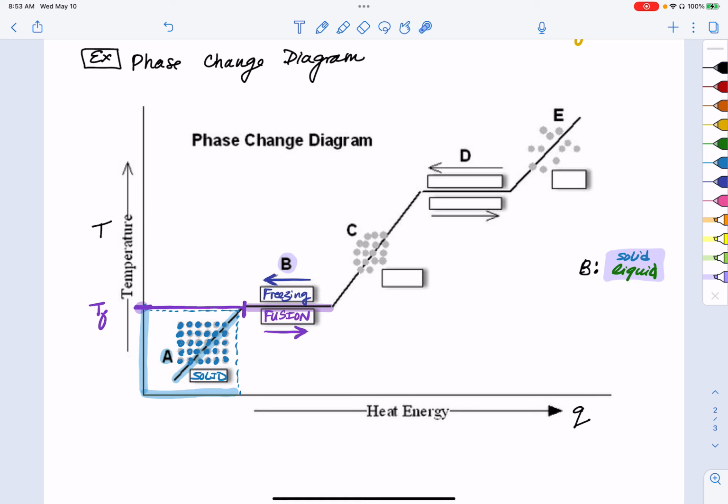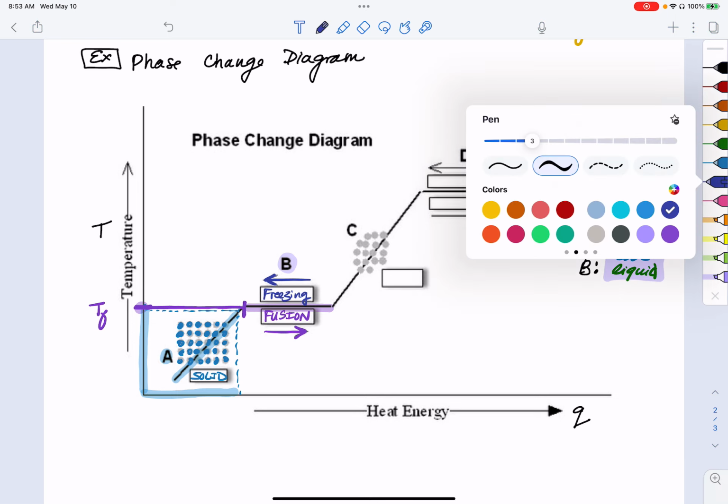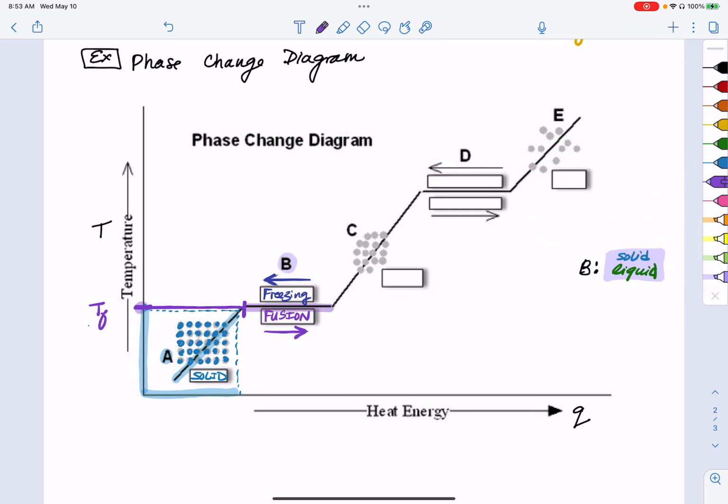So notice this is at one temperature, the freezing point. However, we have to keep putting energy into the system in order to get all of that stuff to fully melt. Okay.